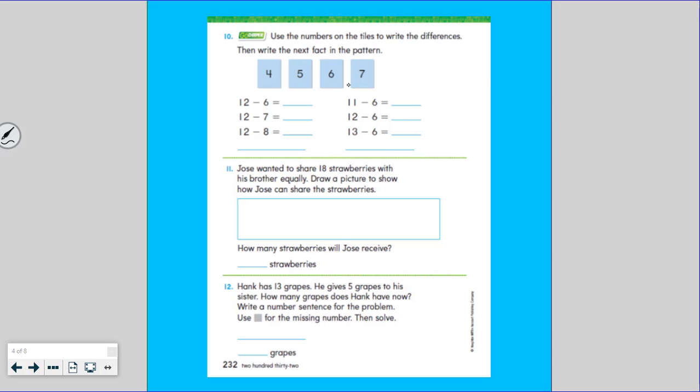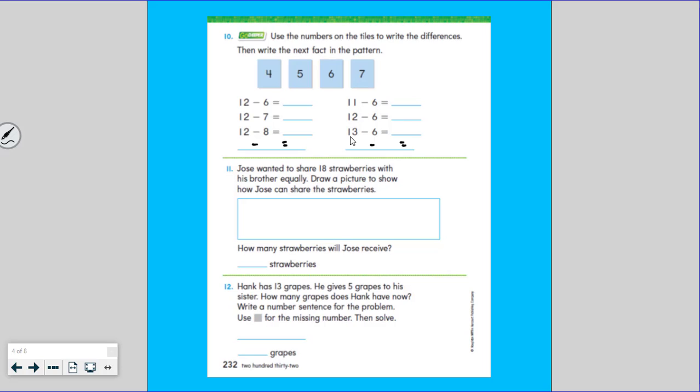Okay? So you're going to use these answers and fill in numbers down here. And then write the next fact that would come after 12 minus 8. And then what's the next fact that would come after 13 minus 6? All right, so go ahead and fill those out. And remember, this is going to be a subtraction fact. So you're going to have a minus and an equal. Then you're going to have a minus and an equal. You got to figure out what goes in the blanks. Let's go ahead and pause your video and work through that, and then we'll check together.